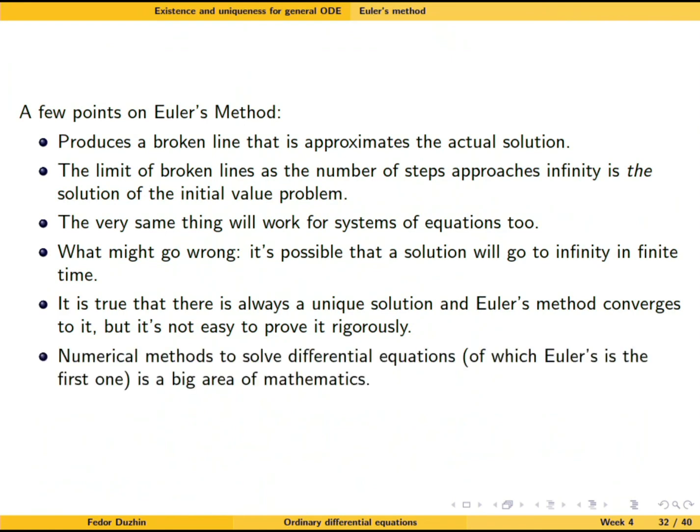So Euler's method is the simplest method to solve differential equations numerically, meaning compute the values of solutions approximately on the computer. And numerical methods is a big area of mathematics, so those of you who chose the applied track, you're going to learn more about numerical methods, but it's just for your information that there are many of them, and Euler's is just the simplest one, but it is actually a big area.